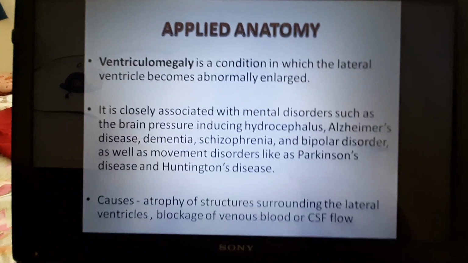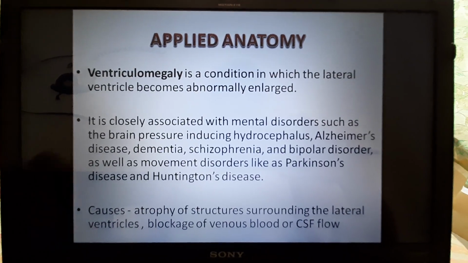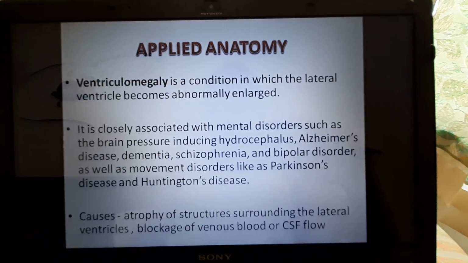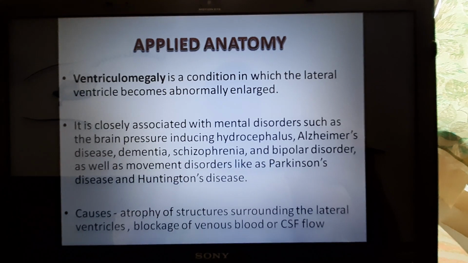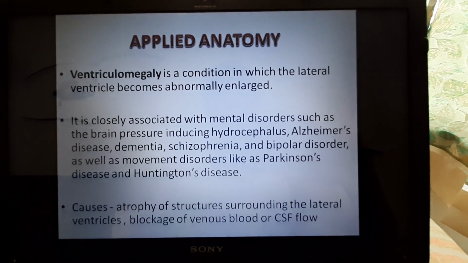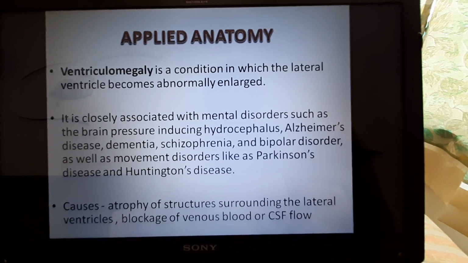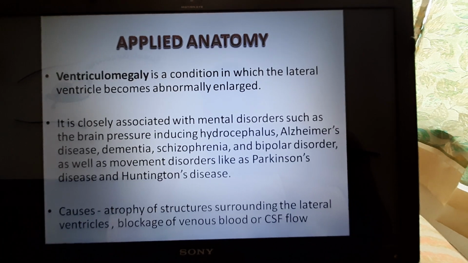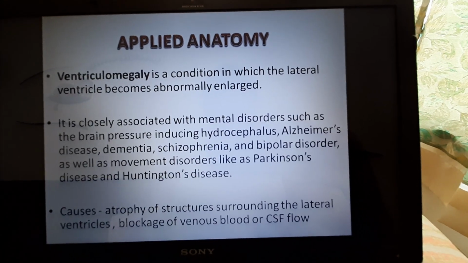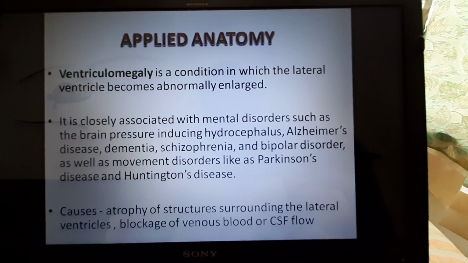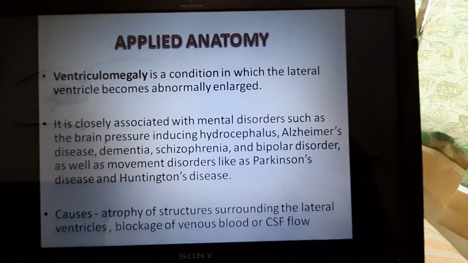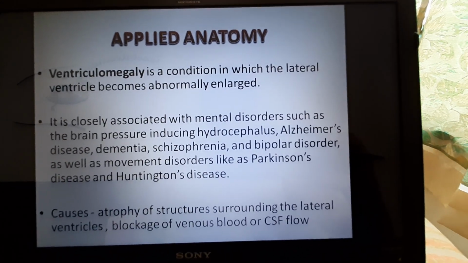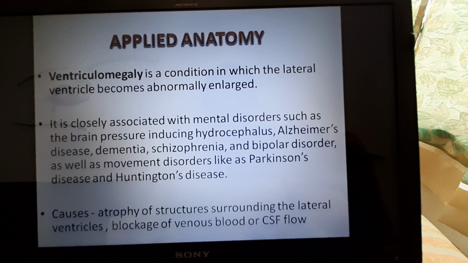Right, so we come to the applied aspect of the ventricle. There is a condition called ventriculomegaly, which means enlargement of the ventricular cavity above its normal size. This condition is closely associated with disorders such as hydrocephalus, Alzheimer's disease, dementia, and schizophrenia. It is basically due to the increased brain pressure due to the enlargement of the ventricular cavity. It is also associated with movement disorders like Parkinson's and Huntington's disease.